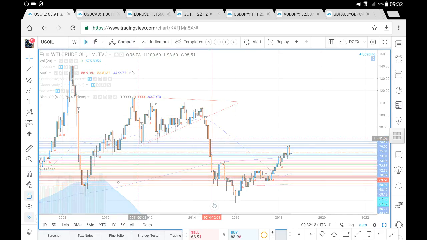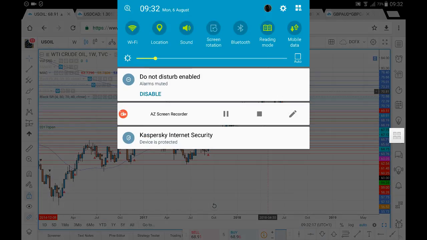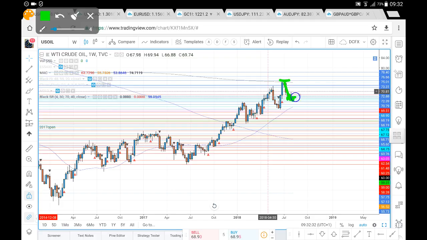Now, let's just have a look here at the weekly chart. So on this weekly chart of the US oil, you can see here that we're clearly in an uptrend despite these sharp pullbacks on the US oil. We've had a pullback more recently from that 400 period moving average, and we've gone to this consolidation here.